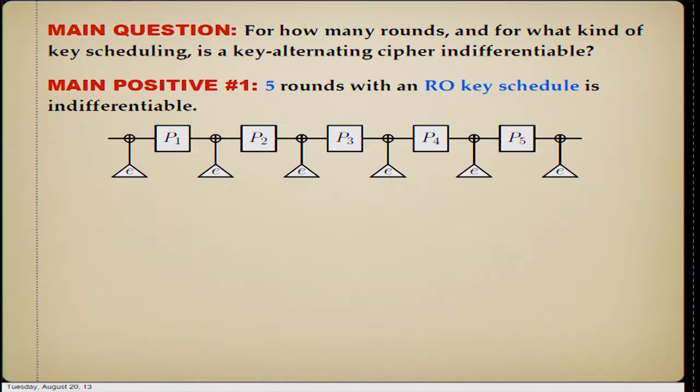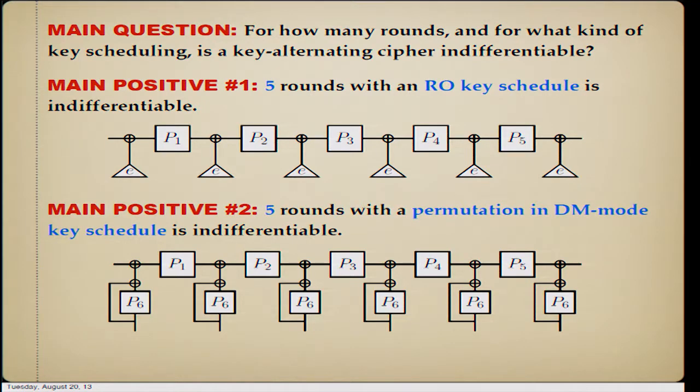So here you go. Each of these E's here is a random oracle, and they're actually all the same. All of the 6 E's are the same key random oracle. Another thing we prove is that 5 rounds where the key schedule random oracle is replaced by a permutation with a feed-forward XOR, so a permutation in DM mode, is also indifferentiable.